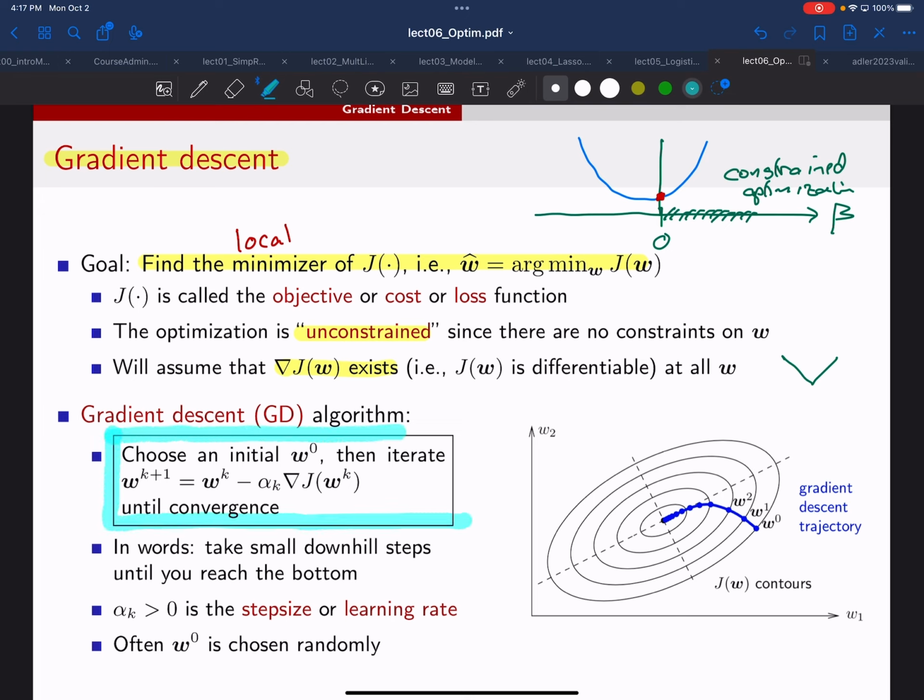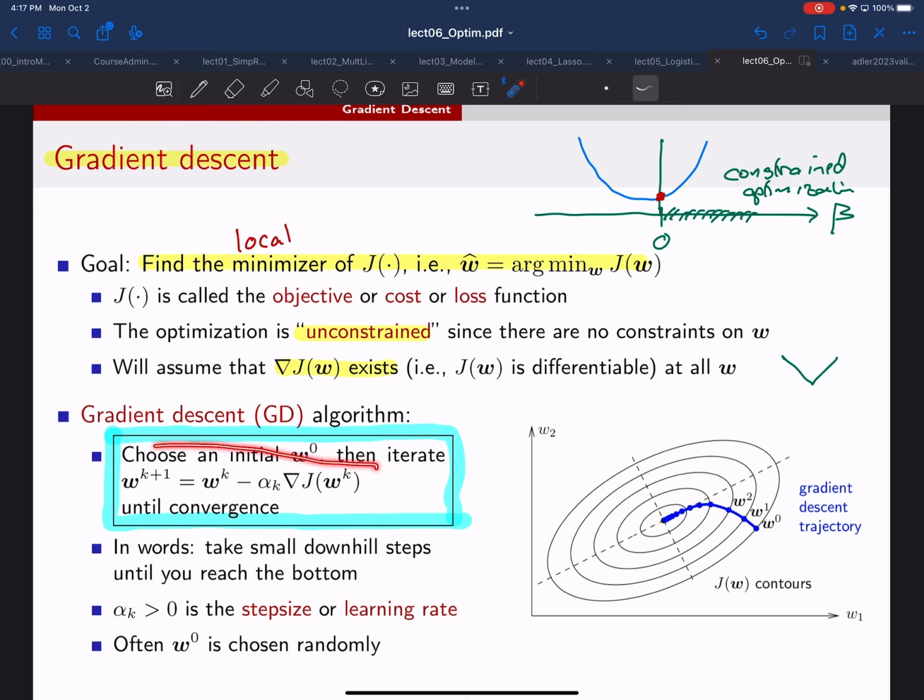Here is the algorithmic approach that we're going to use to find the minimum. Essentially, we're going to start with some initial guess. Often this is a randomly chosen guess. Perhaps maybe this is the guess we're starting with. These are the contours of the cost. We're trying to find the minimum, which is here. So this is our approach.